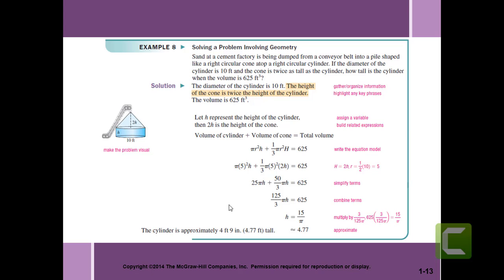Okay, so the cylinder is approximately 4 feet 9 inches tall, right? And how do we get the 9 inches? Because you're 0.77, or 77 hundredths of what? Of a foot. And so 77 hundredths of a foot is approximately 9 inches. Okay. But again, you could leave it like this. I'd accept 4.77 feet.